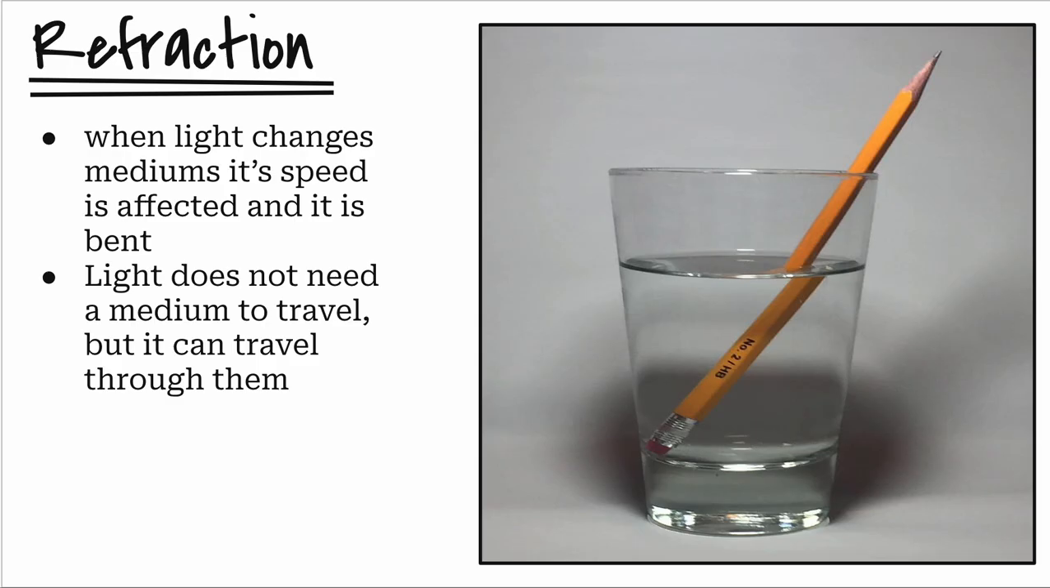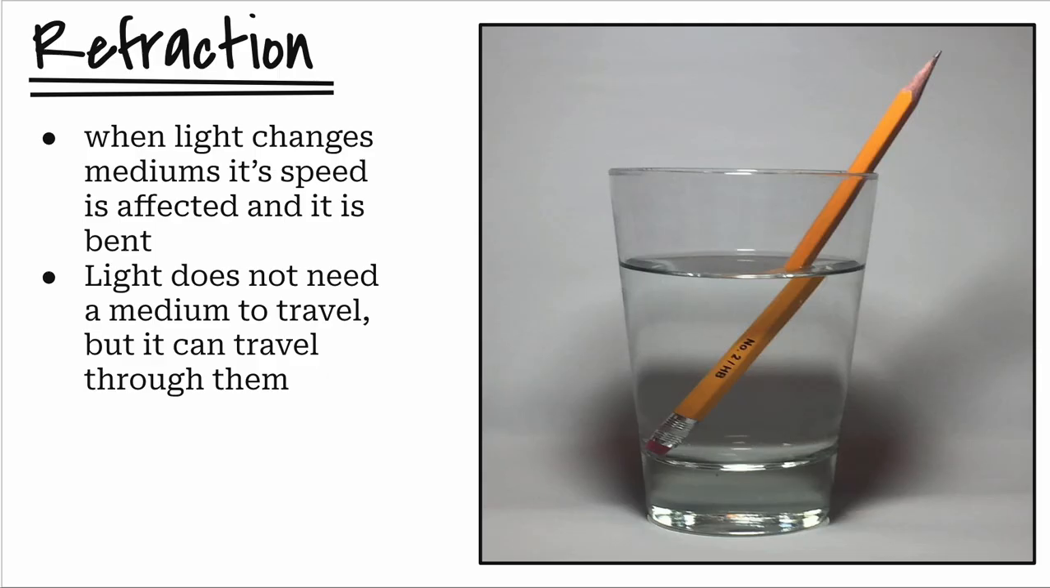Just like the waves we discussed in our first lesson of notes, when light changes mediums, it changes its speed. Unlike the other waves we discussed, light actually doesn't need a medium to travel, which is fortunate for us because there is not a medium between the sun and the earth. So if it needed a medium to travel, those waves would never reach us. It doesn't, but that doesn't mean it can't travel through them. So it can travel through mediums here on Earth.